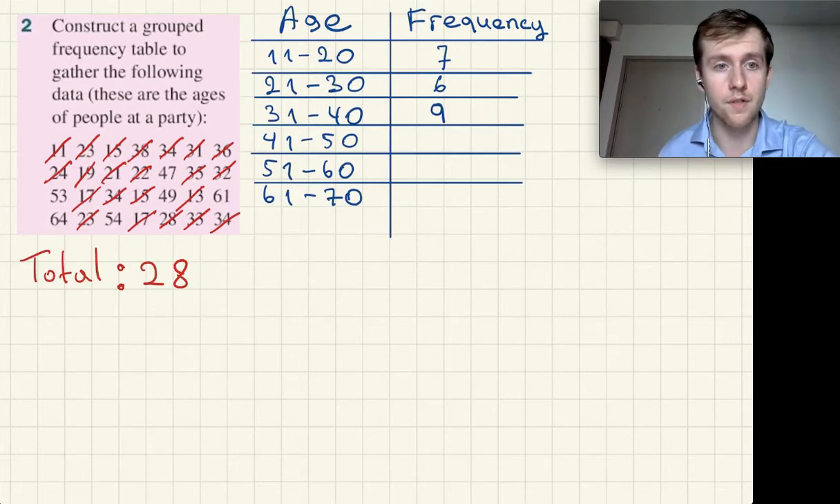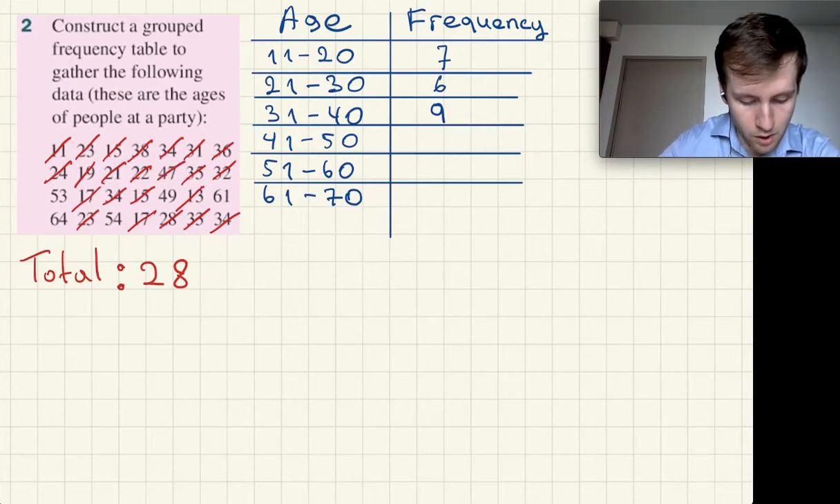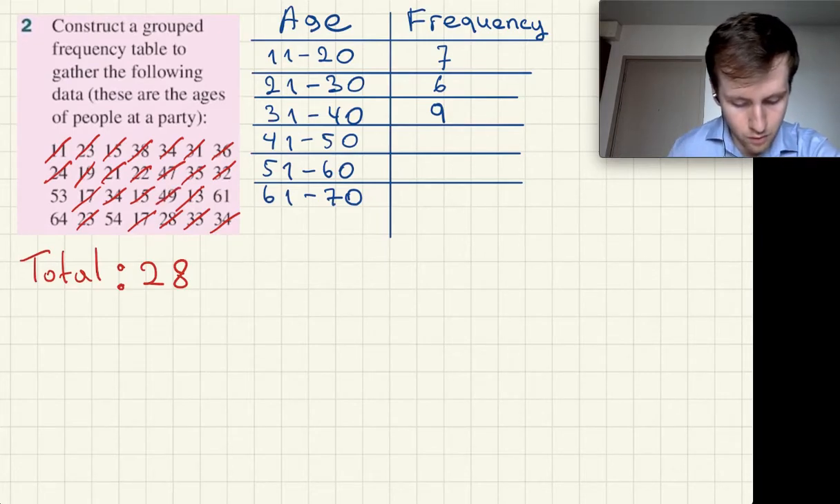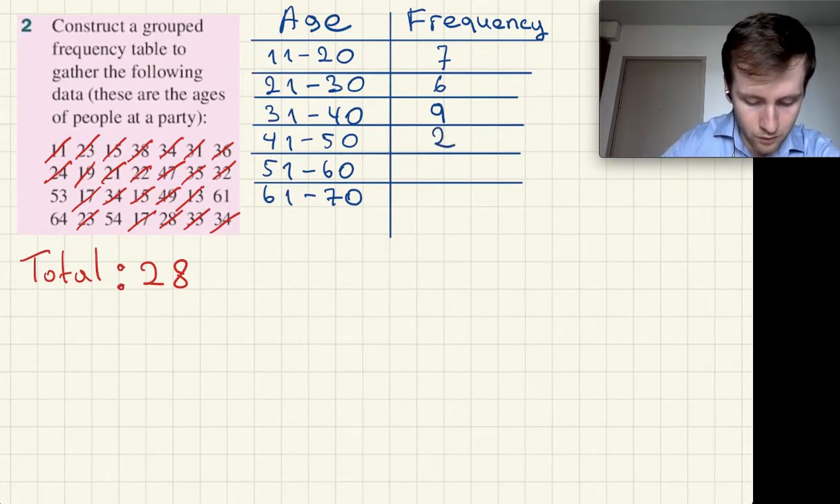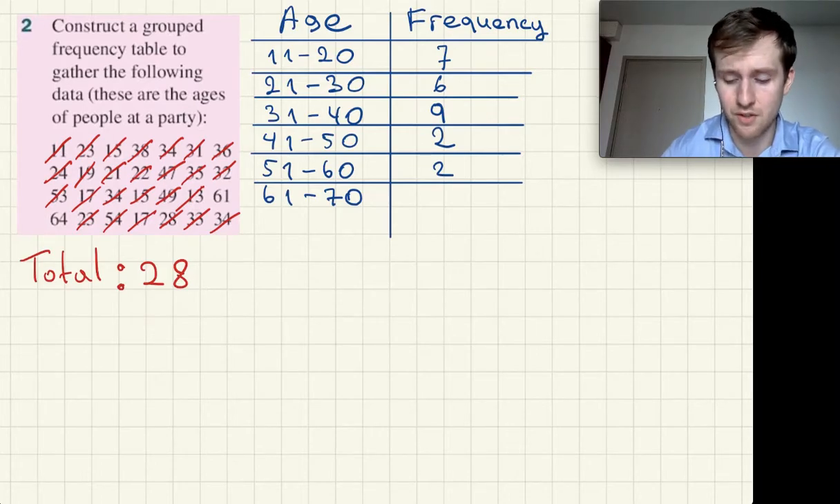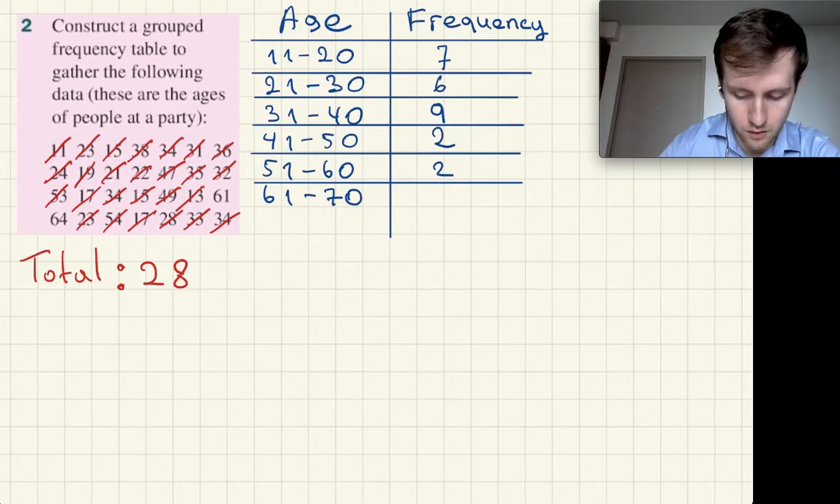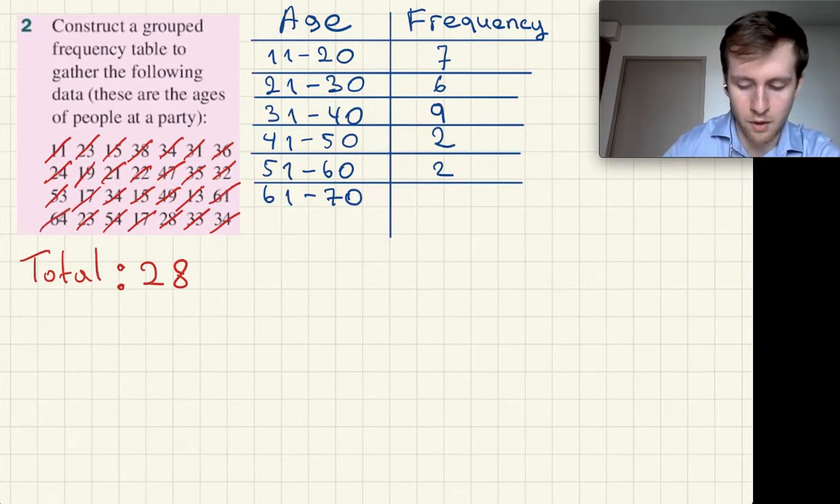41 to 50. We go 1, and then there is 2. So from 41 to 50 we have 2. 51 to 60, again 1, 2 as well. And 61 to 70, sorry. There is 1, 2, there's 2 of them as well.